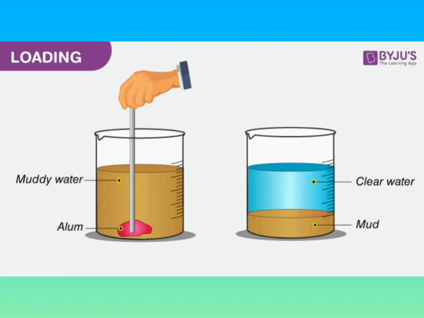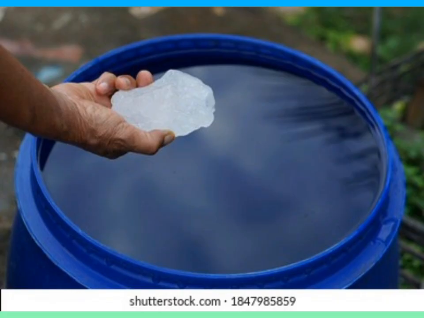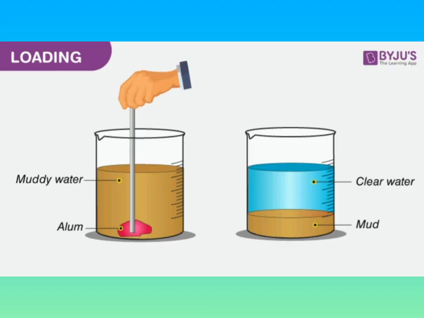So let us now see how loading can be used to separate the dirt particles that are suspended in the muddy water. First, take a beaker containing a mixture of mud and water. A piece of alum is suspended in it. The alum particles attach themselves to the dirt particles in the muddy water. The alum makes the mud heavier and so the mud or the dust particles settle down at the bottom of the container. By this, the water obtained in the beaker is cleaner than with the decantation method.